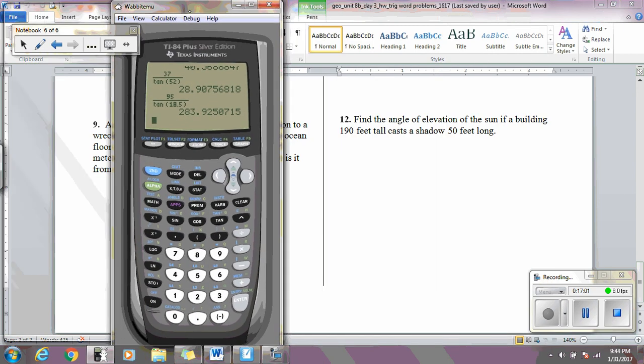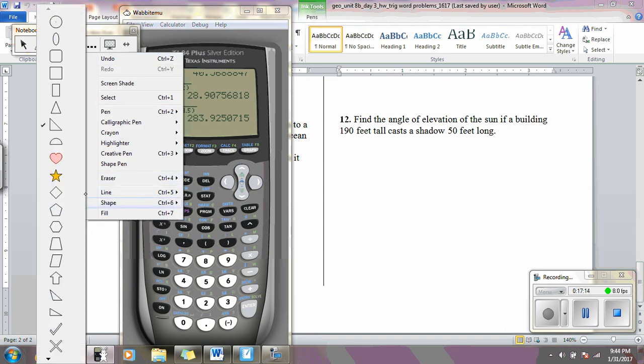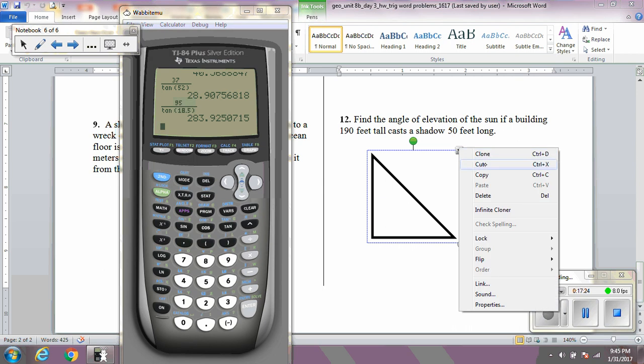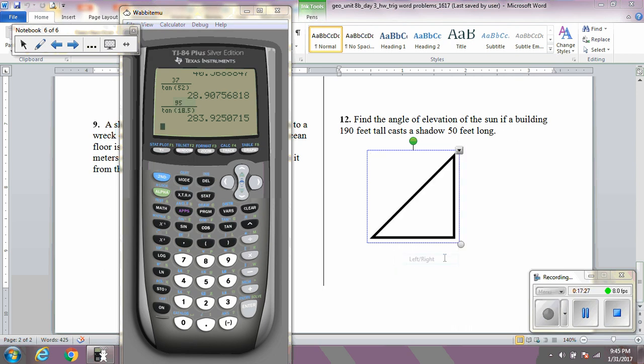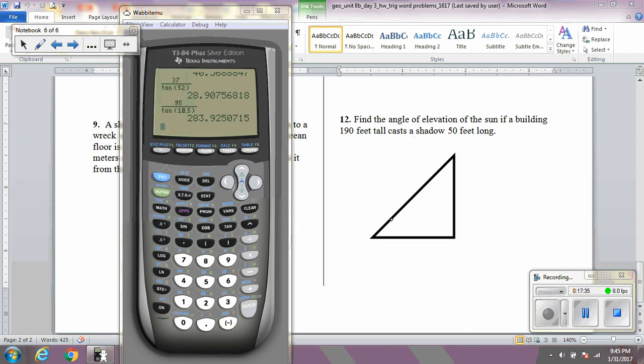All right, our last question. Number 12, find the angle of elevation of the sun if a building 190 feet tall casts a shadow 50 feet long. So here's my triangle. I'm looking for the angle of elevation, so that's this angle right here. So it's x for now.